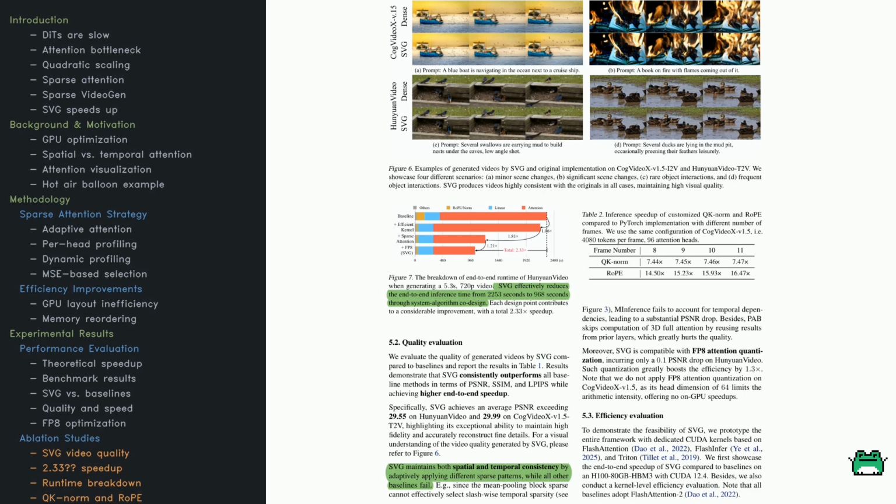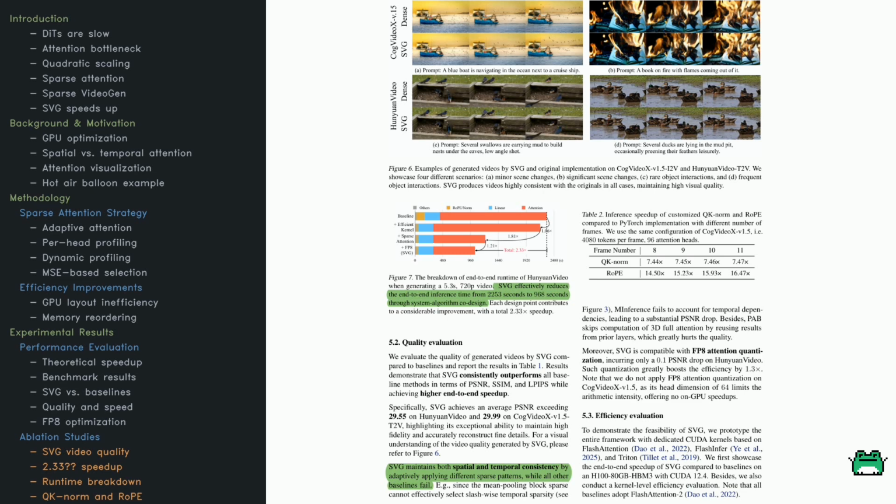Speed isn't just about raw numbers, it's about where the improvements come from. That's where Figure 7 breaks things down. Hunyuan Video's full inference time originally took 2,253 seconds. That's nearly 38 minutes for just a 5.3-second video. But SVG cuts this time down to 968 seconds, achieving a 2.33 times speedup.